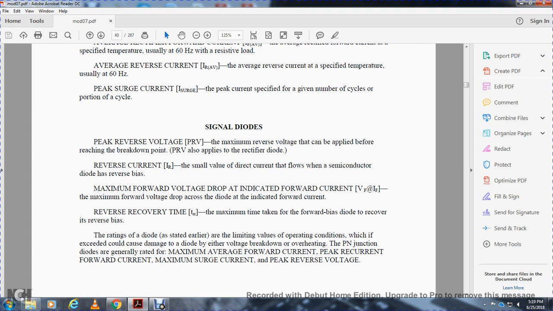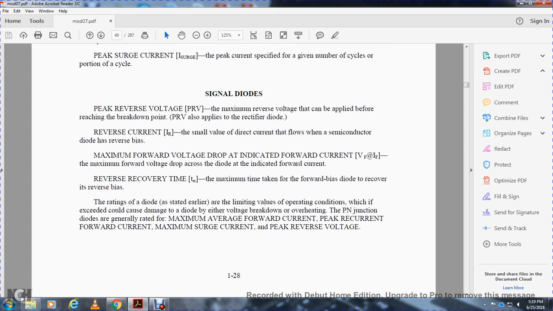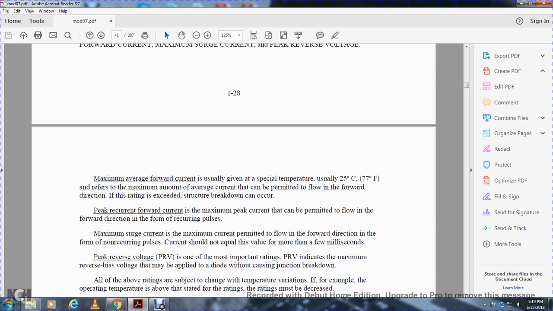Reverse recovery time, or TRR, is the maximum time for a forward-biased diode to recover to its reverse bias condition. The diode ratings stated earlier are limiting values of the operating conditions, which, if exceeded, may cause damage to the diode, through either voltage breakdown or overheating of the positive-negative junction. Diodes are generally rated with the maximum average forward current, peak recurring forward current, maximum surge current, and peak reverse voltage.